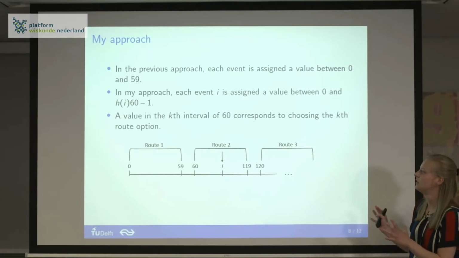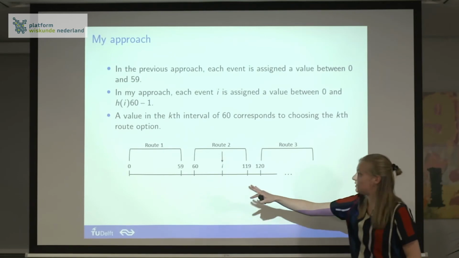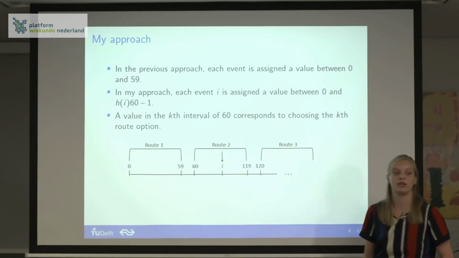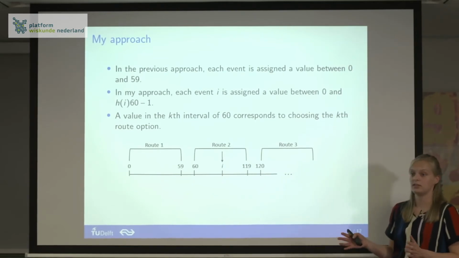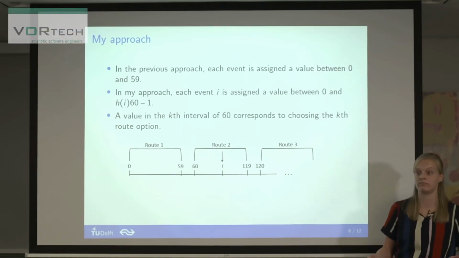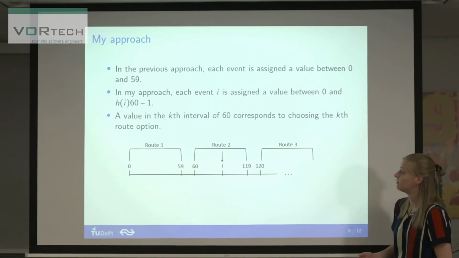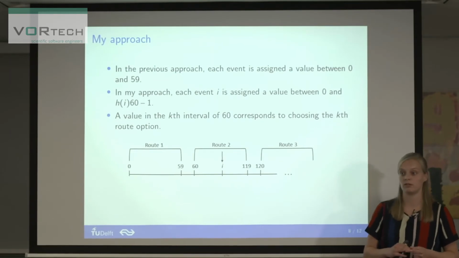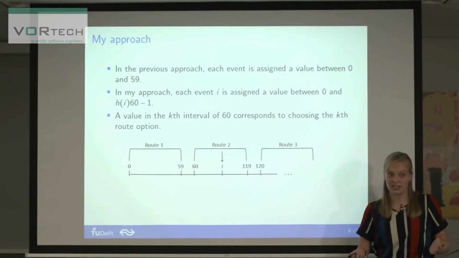Well, to visualize this idea, we here have this whole line of numbers. You see that, for example, here, i is assigned a value between 60 and 119. This means that route 2 is chosen, and the departure time here will be around 30. This way we extend the domain, and we decide on the route and the time at the same time, with the same variable. And this may seem illogical to do this way, but the reason behind it is the SAT formulation that I'm using to solve the timetabling problem.